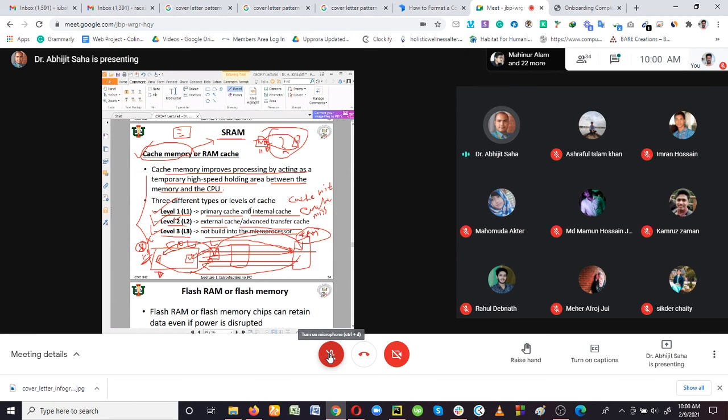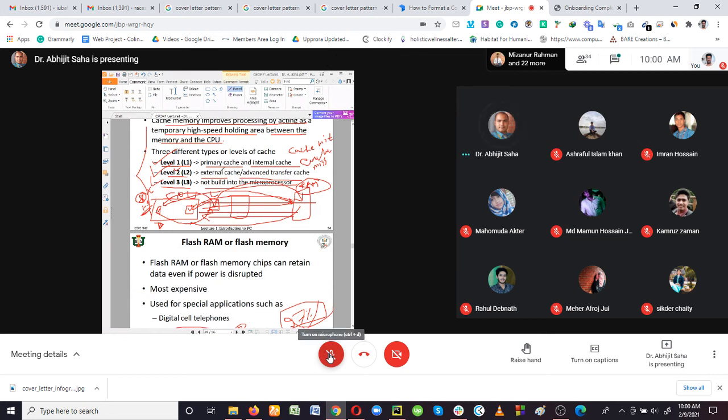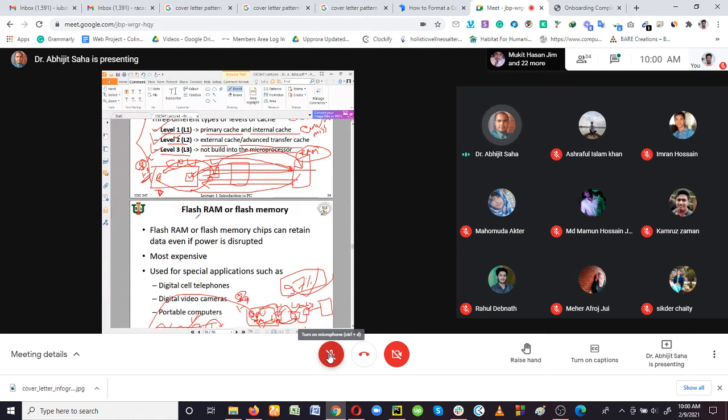Okay, so do you understand this? Yes, sir. Yeah, so it's a very interesting topic, right? The cache memory concept has been used in many sectors of computer science and engineering.